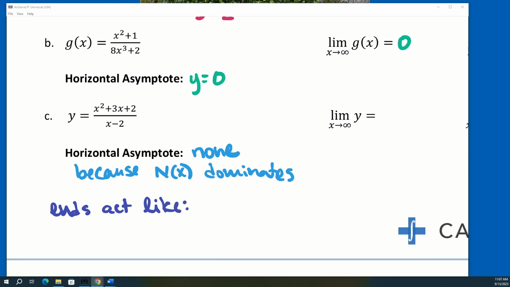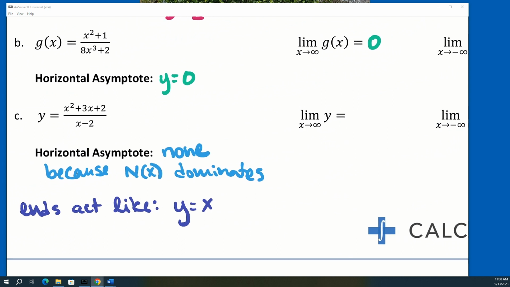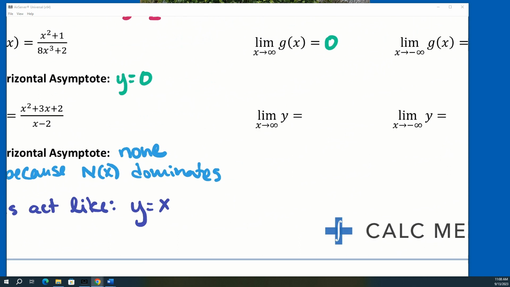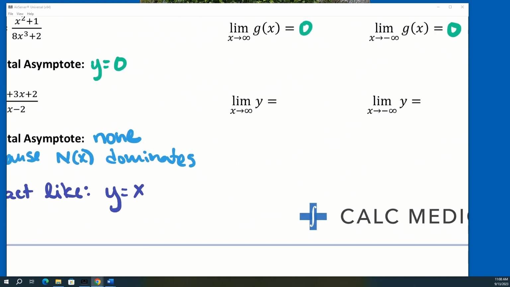So the ends are going to act like y equals x squared over x. So what do you get when you divide x squared by x? X. All right, so you guys think about what y equals x looks like, or use the rules for end behavior of polynomials and see what you can fill in for these two on your own.